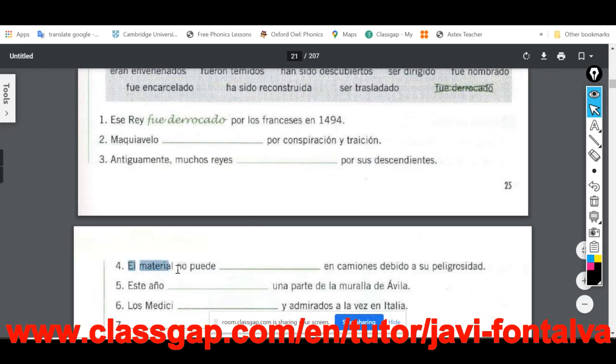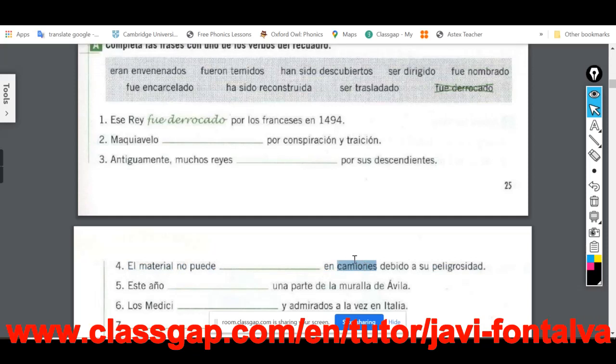Cuatro. El material no puede transportarse en camiones debido a su precio. So, camiones, do you know? Is it related to walking? Okay, camión is a means of transport. What means of transport are we talking about? Car, plane, but which one do you think? A car is coche, right, so it's something bigger than a car. So it's truck: camión, one truck; camiones, trucks. So what can it do with a truck?